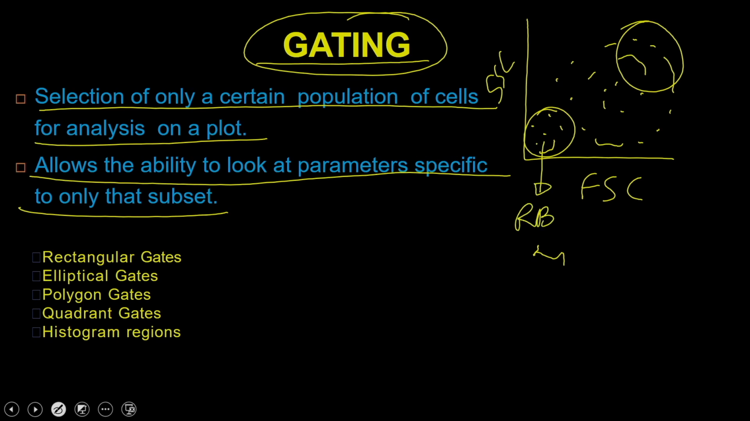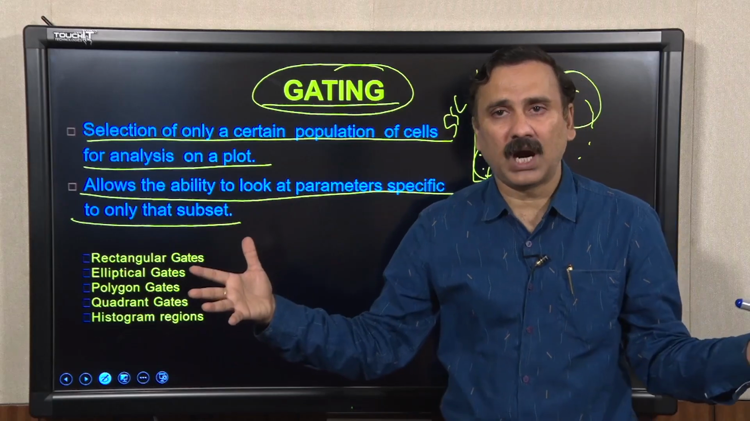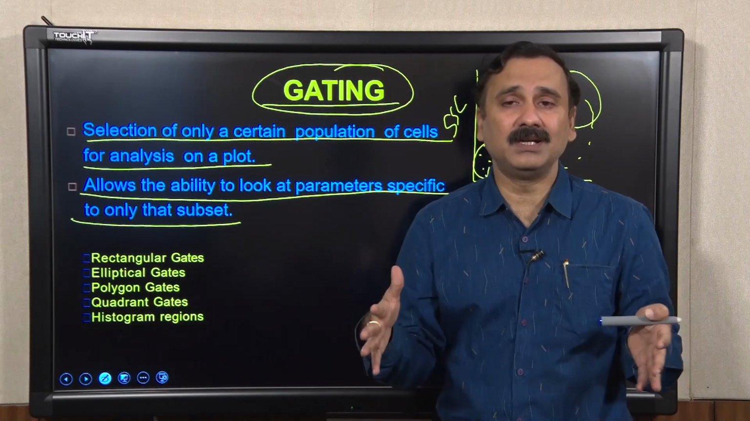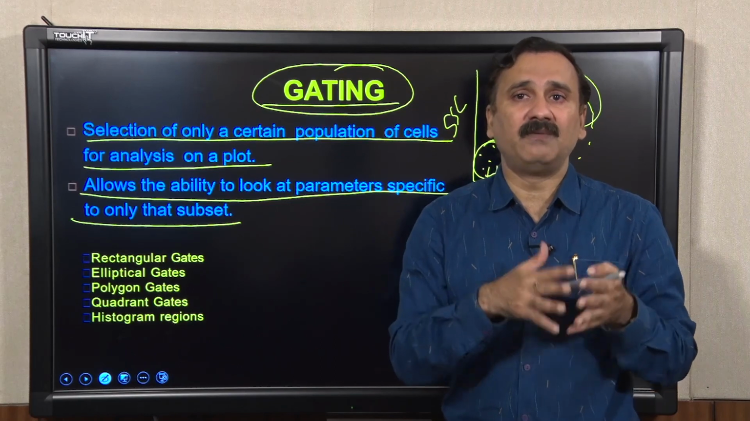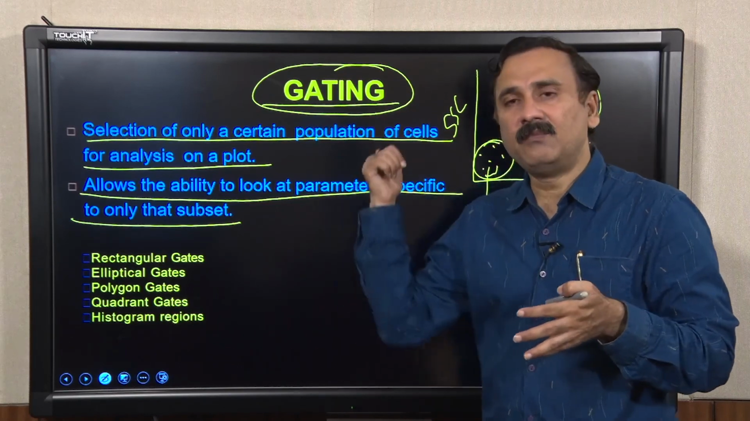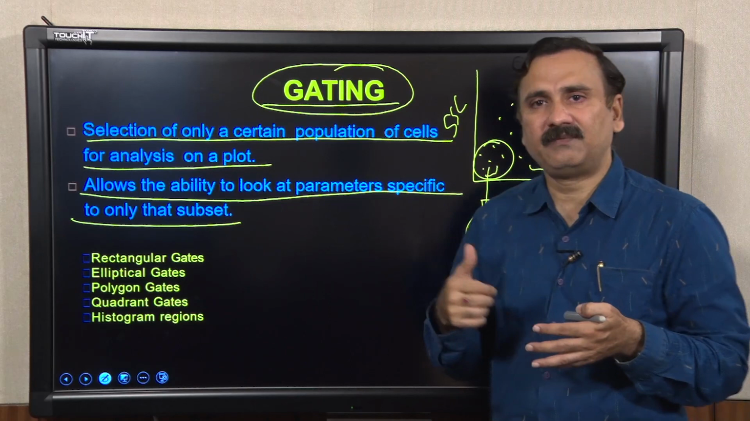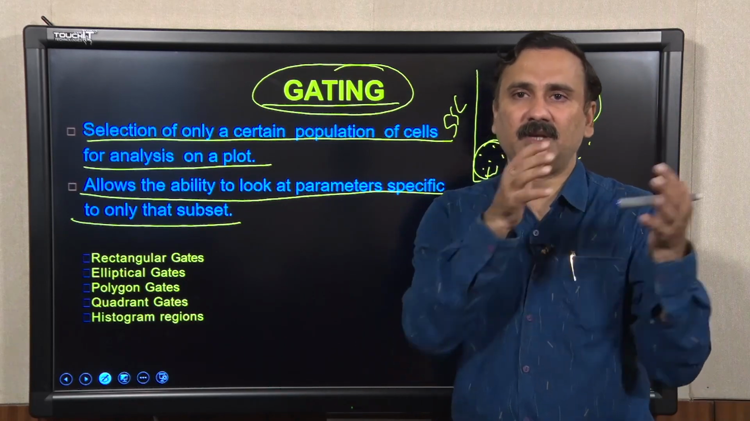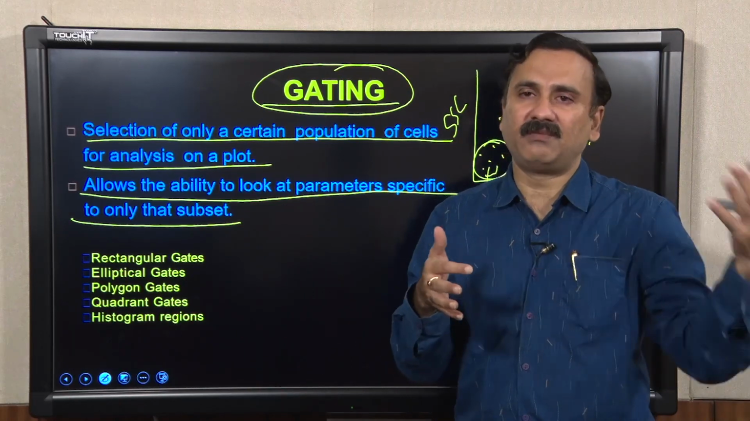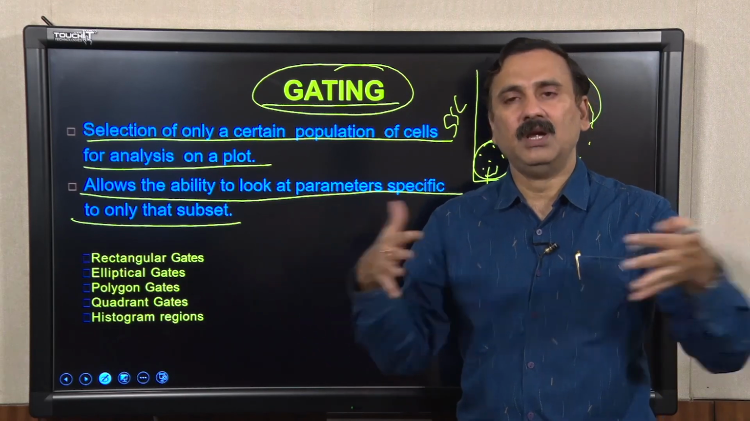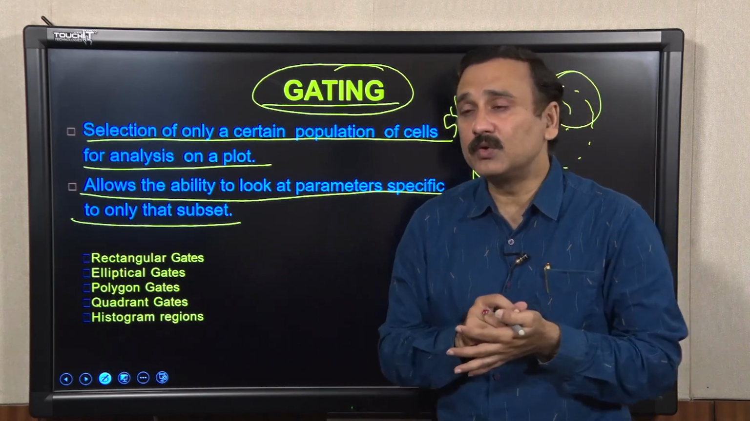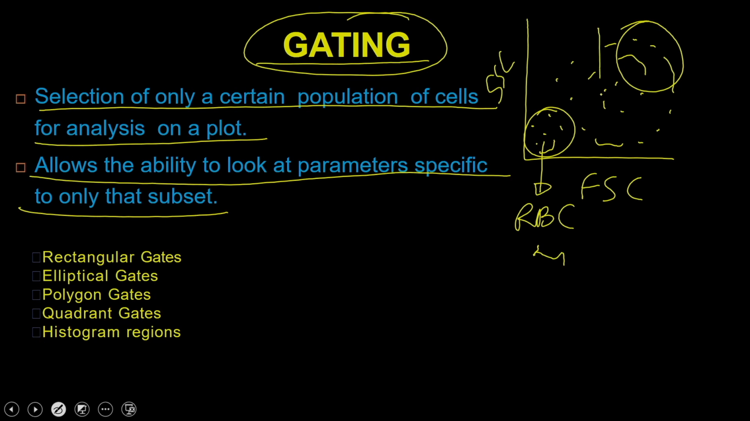What gating means is that if I have collected 10,000 counts, and suppose I am only interested in the population of T cells or B cells, it is not important that you use SSC versus FSC. You can use any parameter, for example FL1 versus FL3. So in a dot plot, you have to gate a particular type of signal. A gate is an electronic way of selecting a particular cell population.